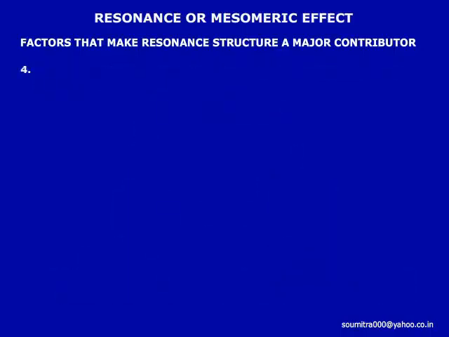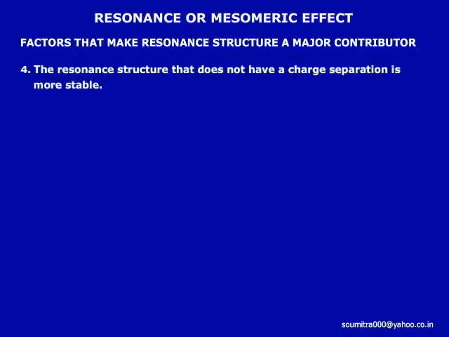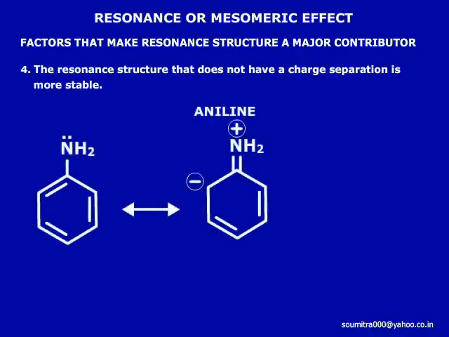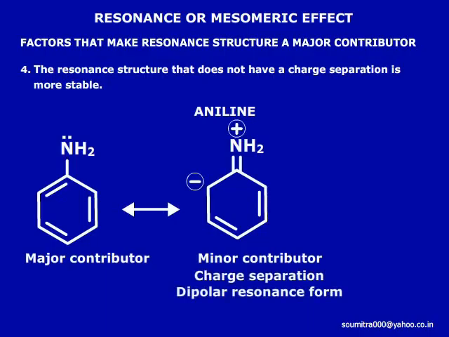Now point number 4. The resonance structure that does not have a charge separation is more stable. Let us draw the resonance structures of aniline. The two structures are like this. Structure 1 is more stable because structure 2 has a charge separation and is a dipolar resonance form.